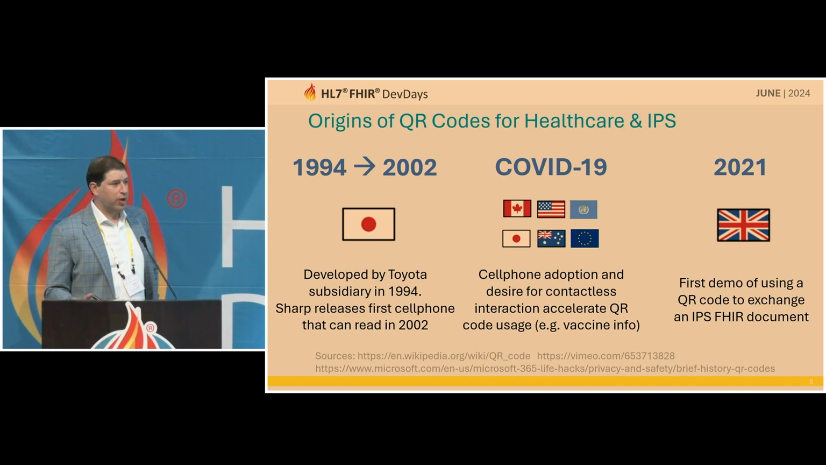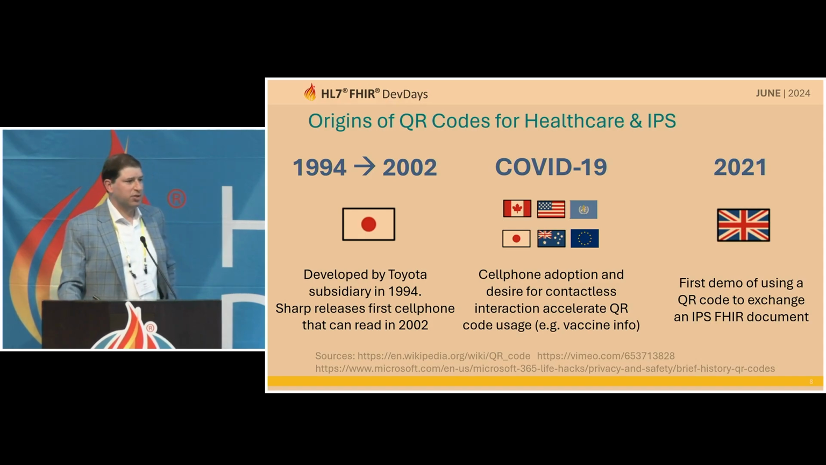And then in 2021, the UK actually first floated the idea of using a QR code to carry an IPS, even though at that time Smart Health Links wasn't available.